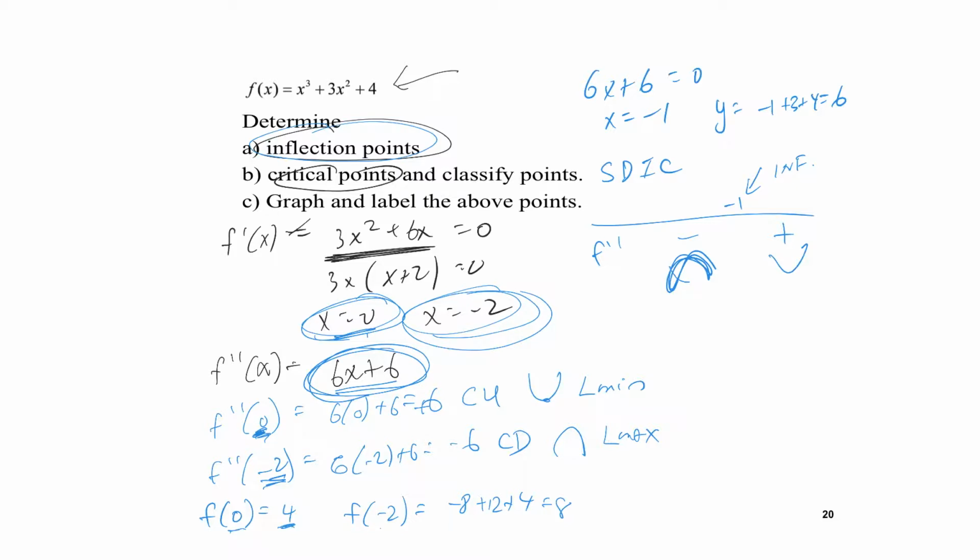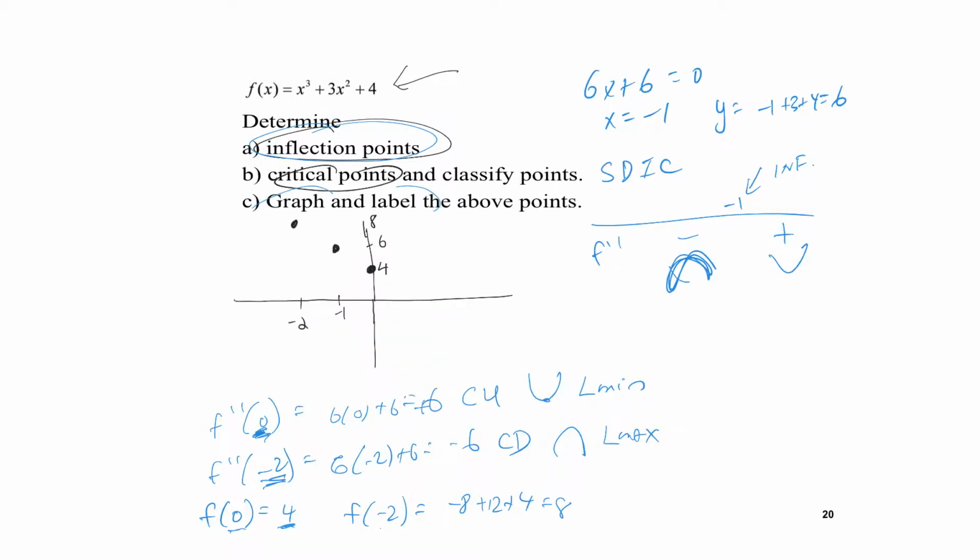So now we're going to actually graph in detail as much as possible. So I drew the 3 points. So I drew the critical points, 0, 4 and -2, 8. So these are these ones over here. So these are the critical points. And this one over here in the middle is from the inflection point. So how do we bring them together in terms of the graph?